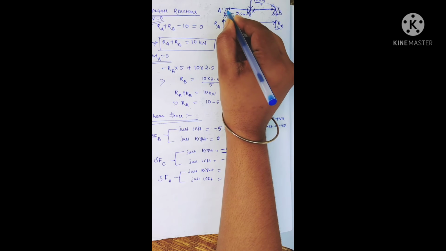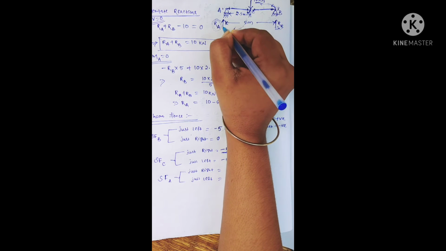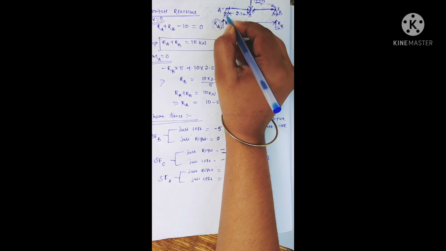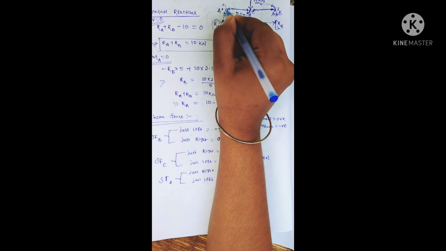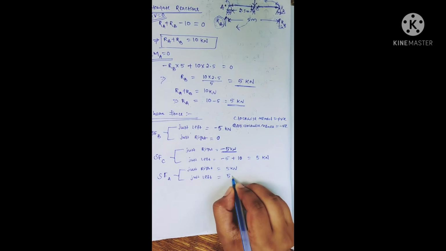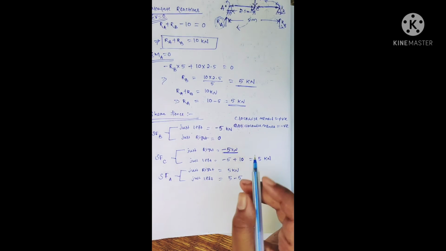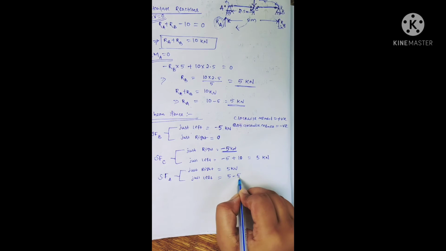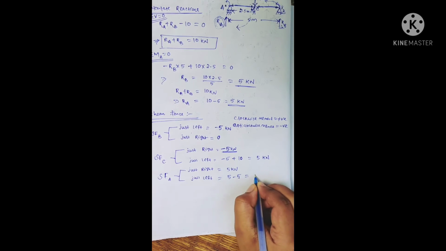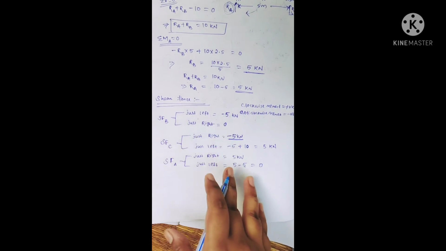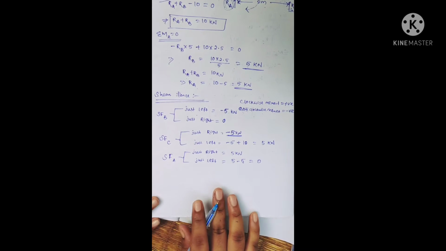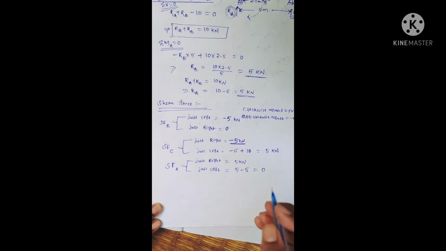Here we have to consider the reaction RA. From this point RA gives which moment? Anticlockwise moment. So that is minus 5. Minus RA, the value of RA is 5. Okay, so it gives 0. Here we calculate the total value of shear force, before we draw the diagram.